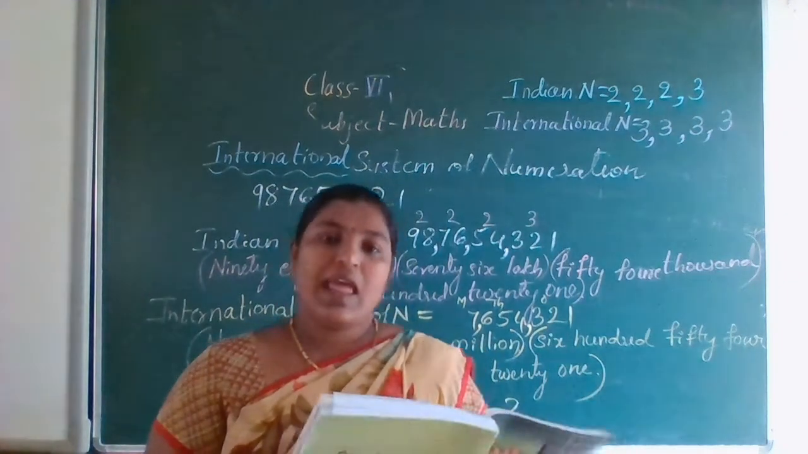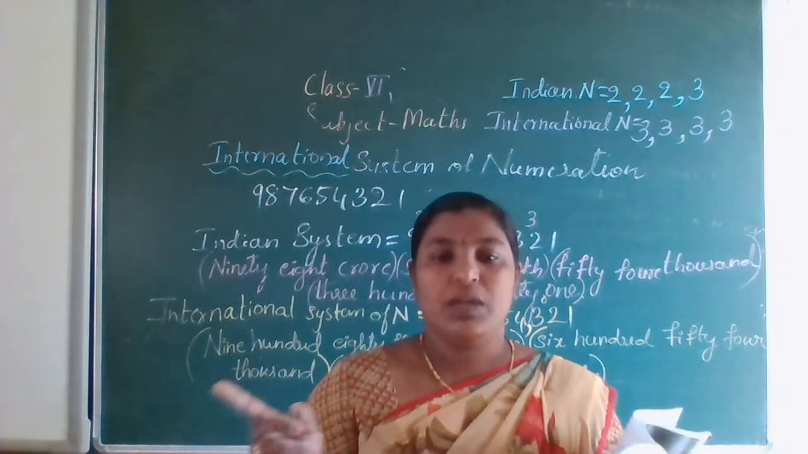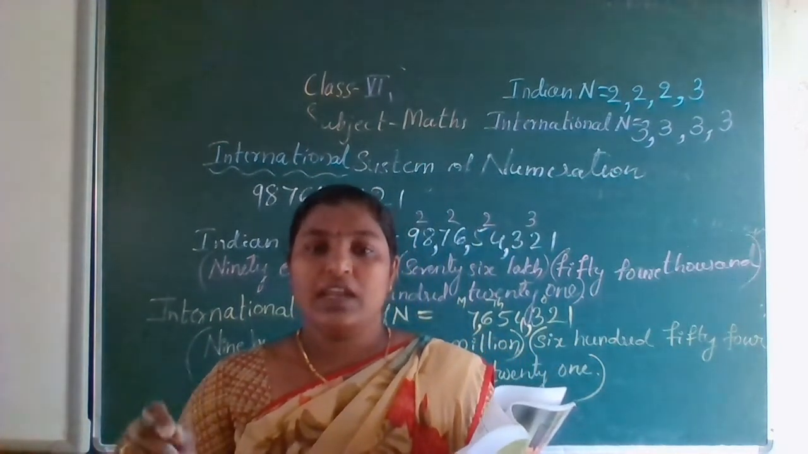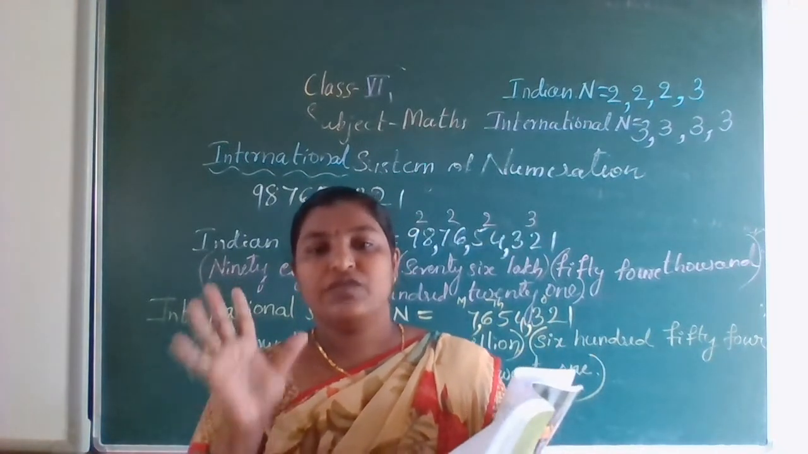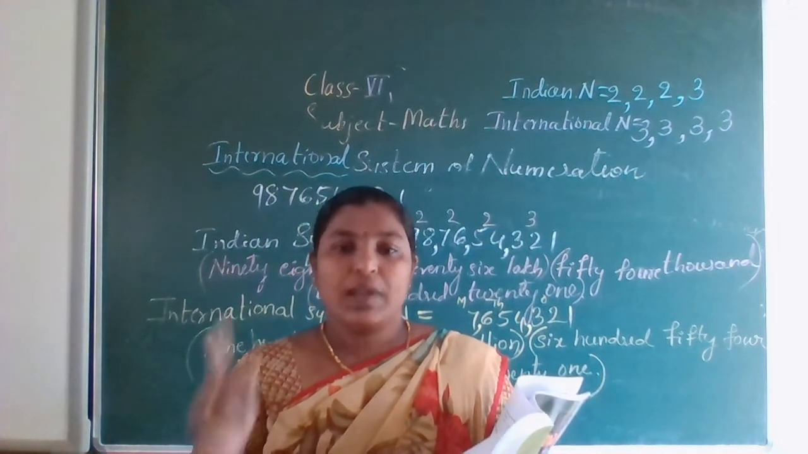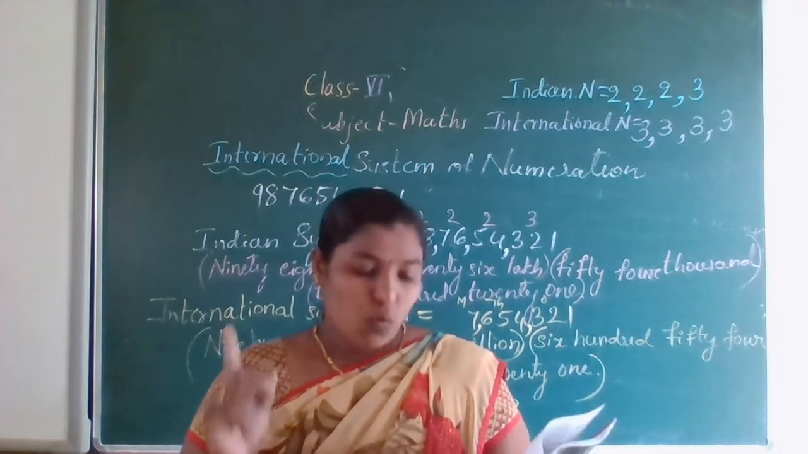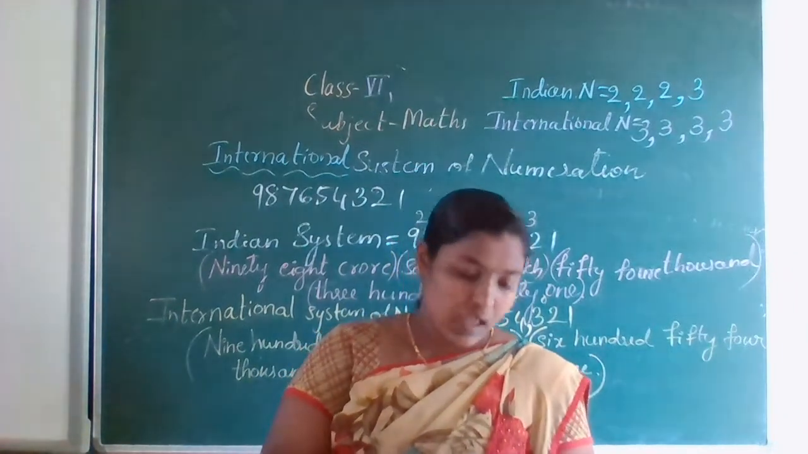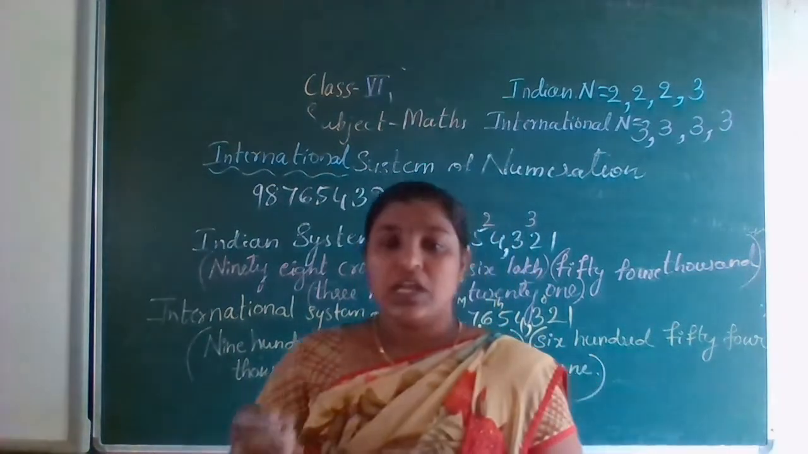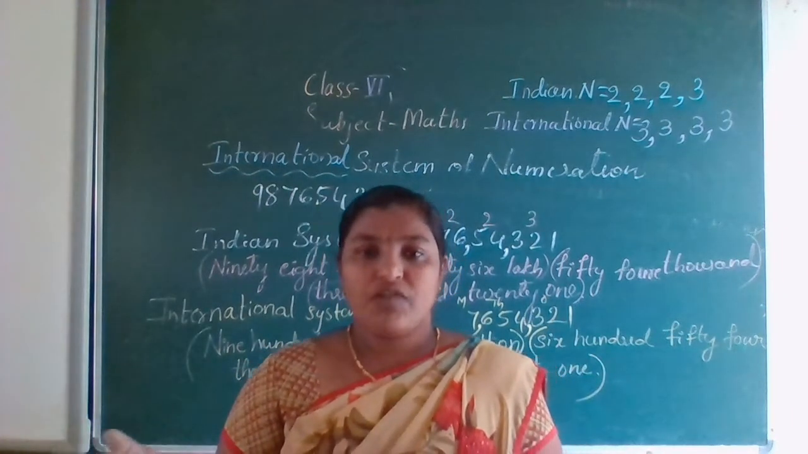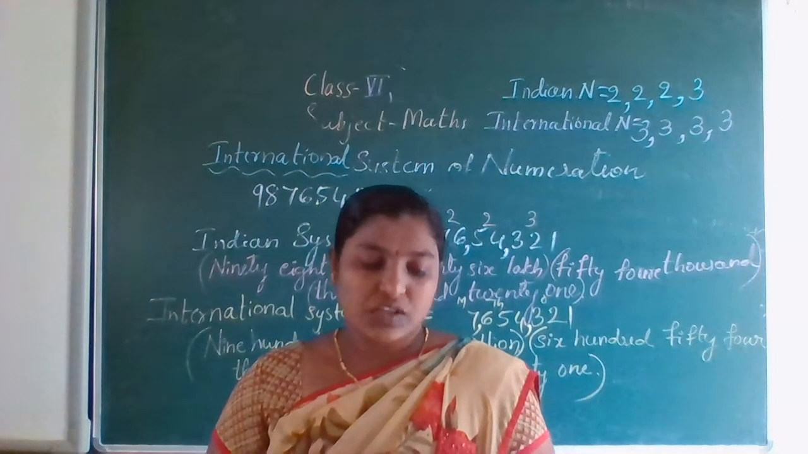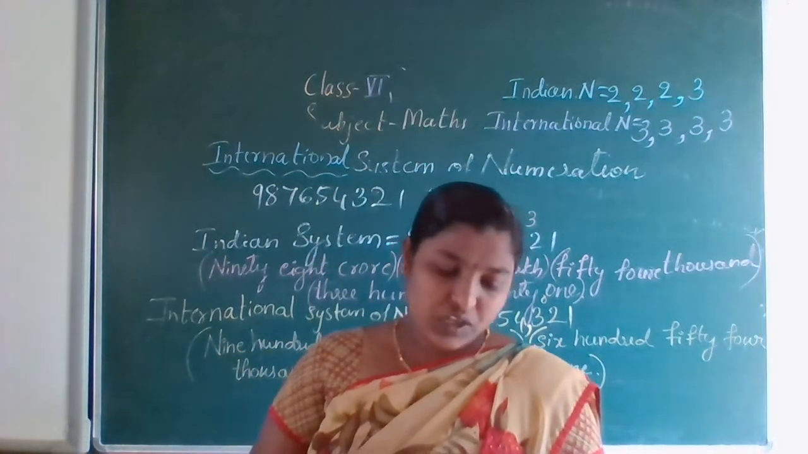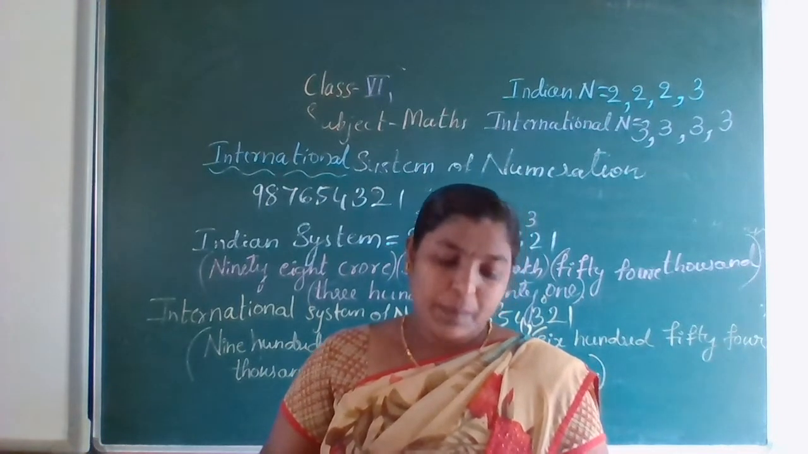When will we get the lakh? The greatest 5-digit number is 99,999. If we add 1 to it, we will get 1 lakh. This is how 1 lakh and 10,000 are introduced. Next, larger numbers, expansion of larger numbers. This is done, and then the Indian system of numeration according to the placement boxes.